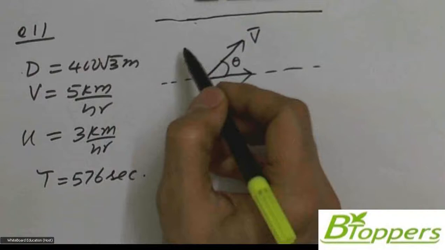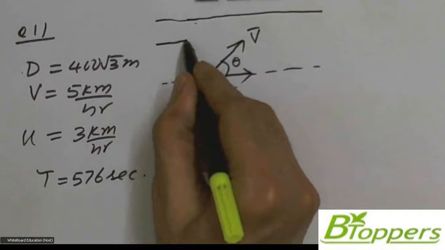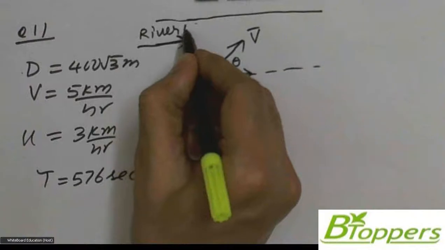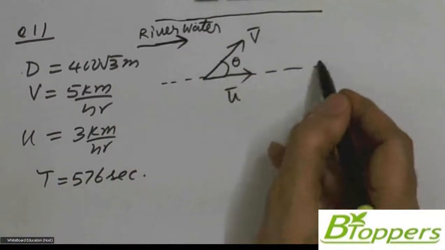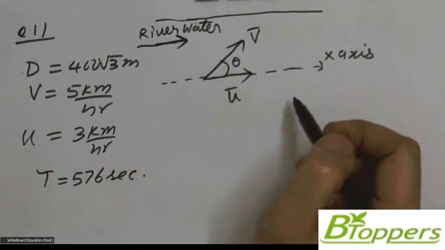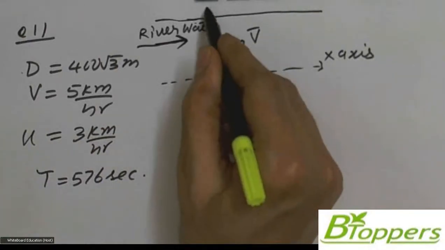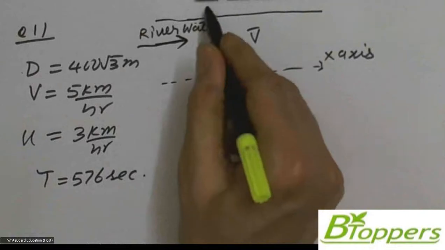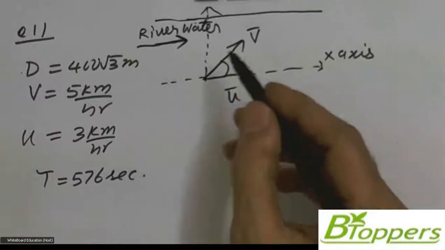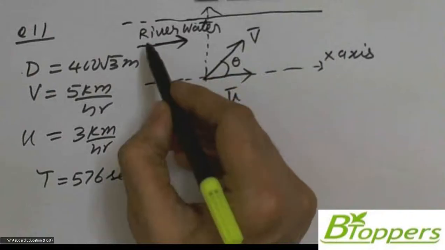So this is the bed of the river. The diagram is understood to be in the horizontal plane, and this is the direction of the flow of river water, which is from west to east. I take the horizontal direction towards east as x-axis, and the horizontal direction along the width of the river as y-axis. So width of the river is denoted by capital D.